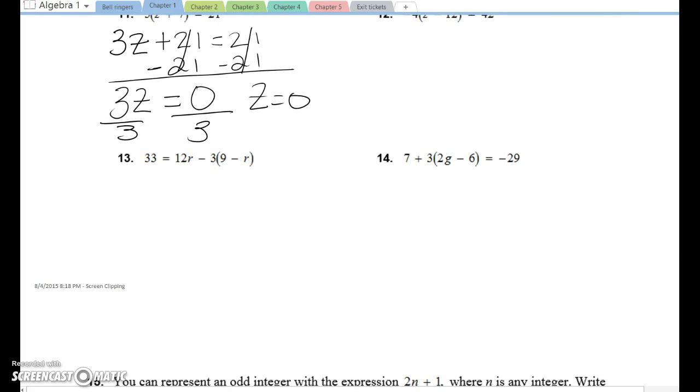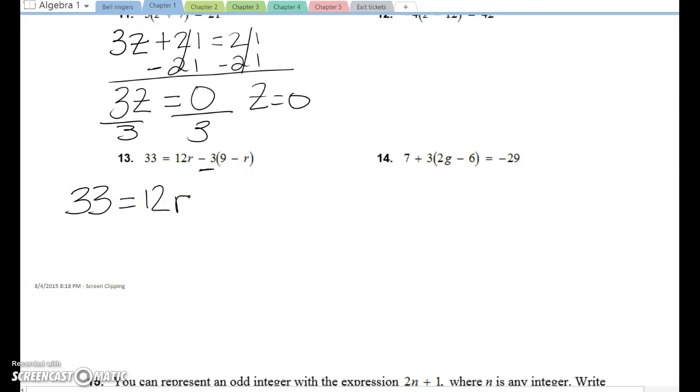Okay, number 13. So now our variables are on the right-hand side. As you notice, there's still parentheses. The number in front of the parenthesis is what's being distributed. So this negative 3 is the only thing that we will distribute. So I'm going to rewrite my equation.